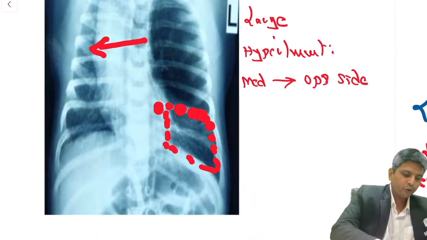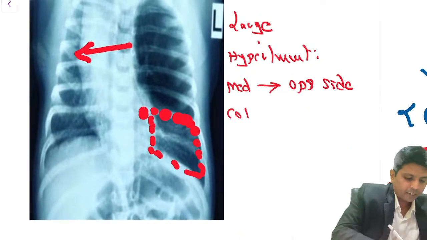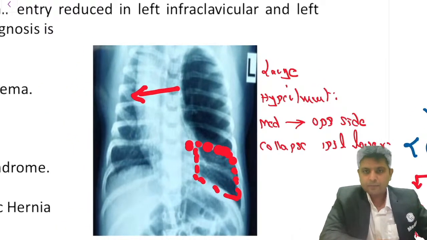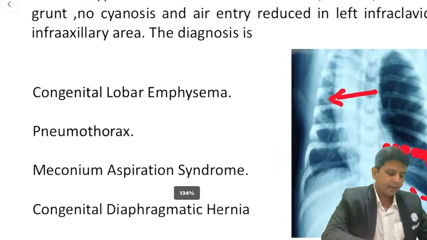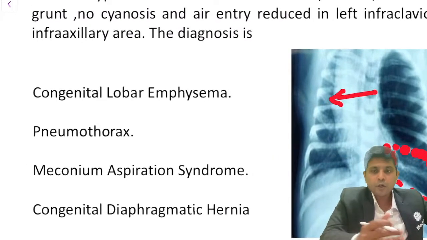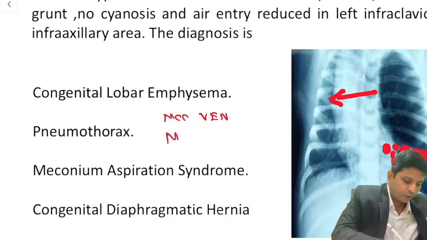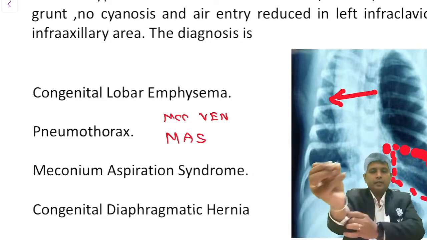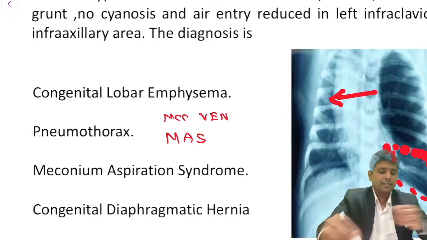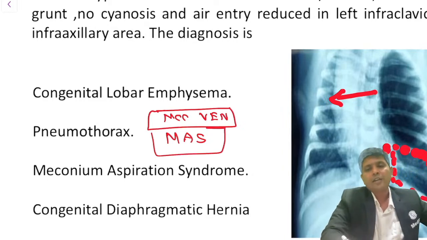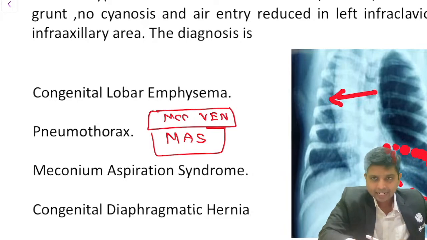And finally, the fourth point is collapse of the ipsilateral lower lobe. So this is a case of congenital lobar emphysema. Why can't it be a pneumothorax? Pneumothorax usually occurs in mechanically ventilated children and usually arises as a result of meconium aspiration syndrome. Here there was no history suggestive of meconium aspiration syndrome or mechanical ventilation.